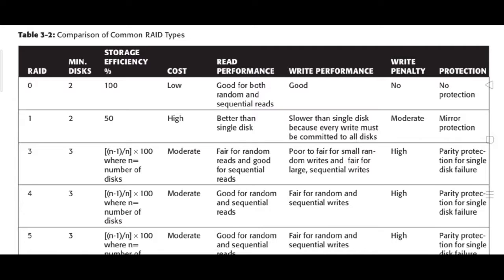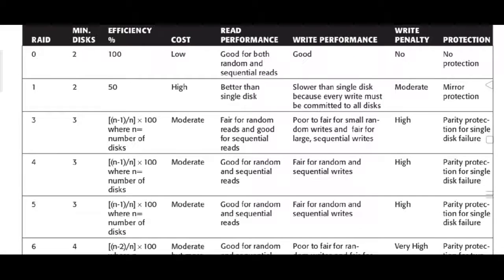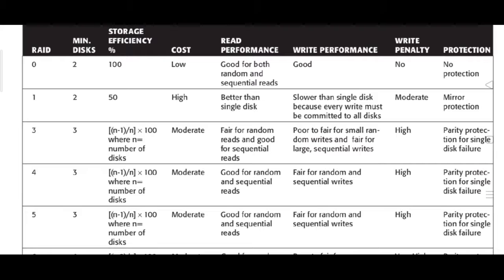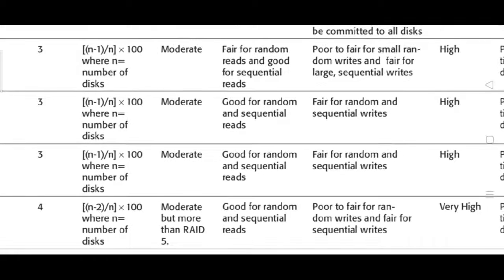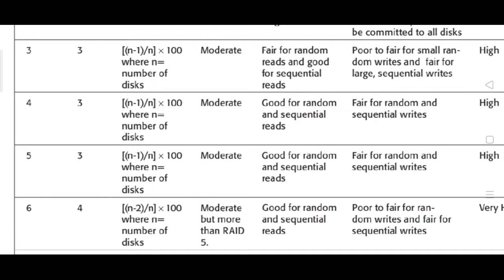Hence the efficiency is the same everywhere. You can go through it: for RAID 4 as well as RAID 5 it is (n minus 1) by n into 100. Whereas RAID 6 differs slightly, because in RAID 6 the minimum number of disks required is 4. Why is it 4? Earlier it was 3, but now it is 4 because dual parity has to be implemented.